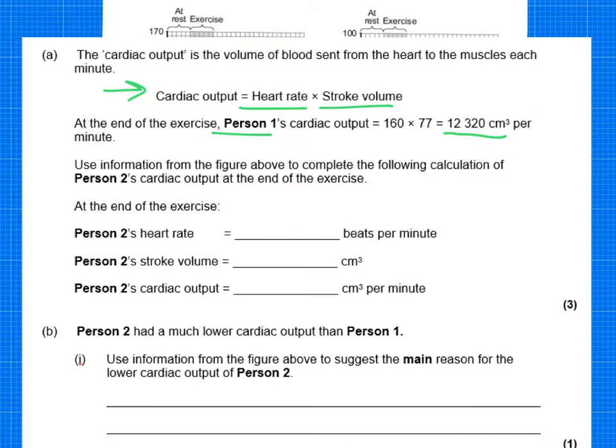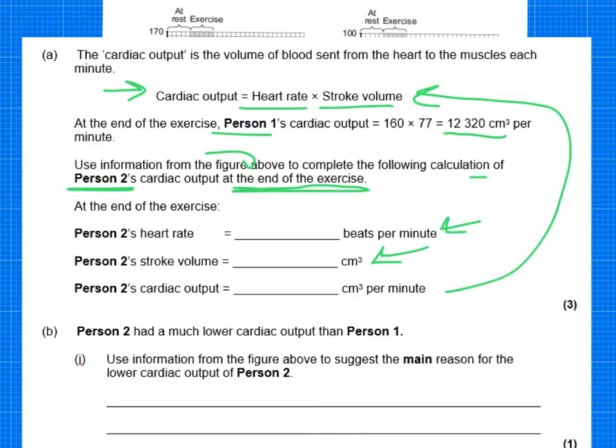Then it says to use information from the figure, so that's from the graphs I just showed you, to complete the following calculation of person two's cardiac output at the end of exercise. So we're looking at person two at the end of exercise, and we've got to find out the heart rate and the stroke volume. Once we've found that out, we can work out the cardiac output because we know how to work it out from that equation at the top.